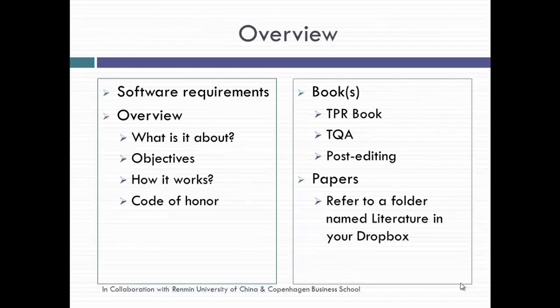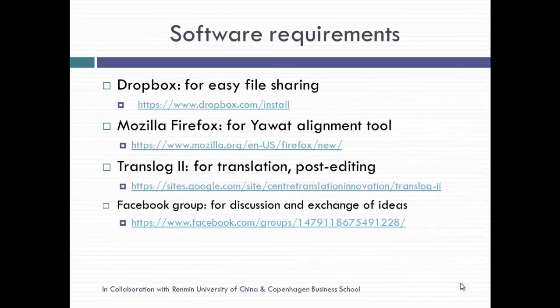There are some books and papers for additional readings for anyone who is interested to pursue this kind of research further, and they will be provided in a Dropbox folder. As for the software requirements, we require these three types of software. Number one, we require Dropbox. For easy file sharing, we will share a lot of data, and if we share it by email, it will be very difficult for us to track them, and we will make a lot of confusion.